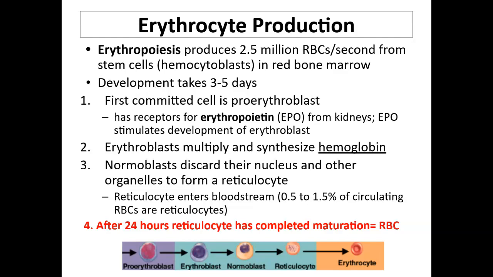You may recall that blast refers to an immature cell, whereas cyte indicates a mature cell. Erythroblasts are capable of hemoglobin synthesis. They multiply and transform into normoblasts. At this stage, the normoblasts discard their organelles, including the nucleus, leading to the formation of reticulocytes. Reticulocytes leave the bone marrow and enter the bloodstream, where it takes 24 hours for their maturation to be complete, after which they are termed erythrocytes.